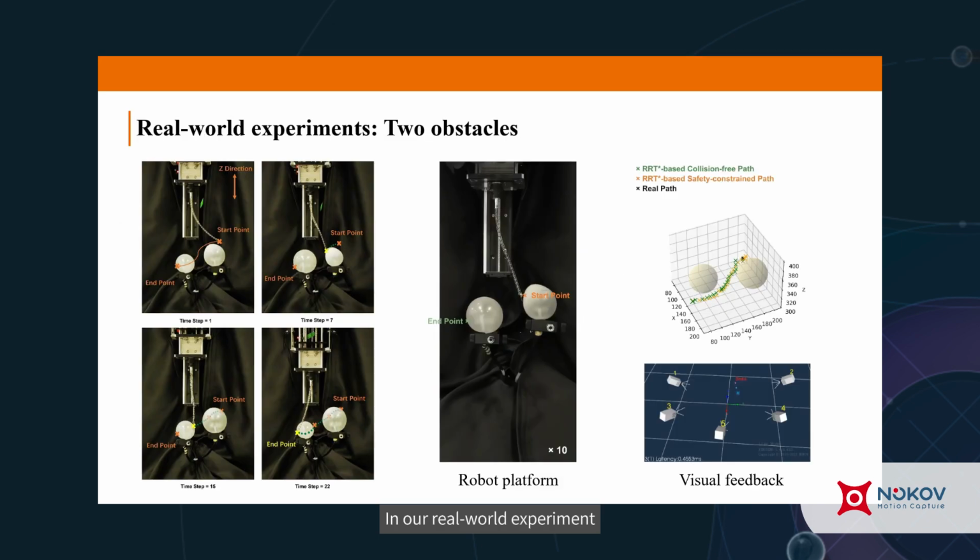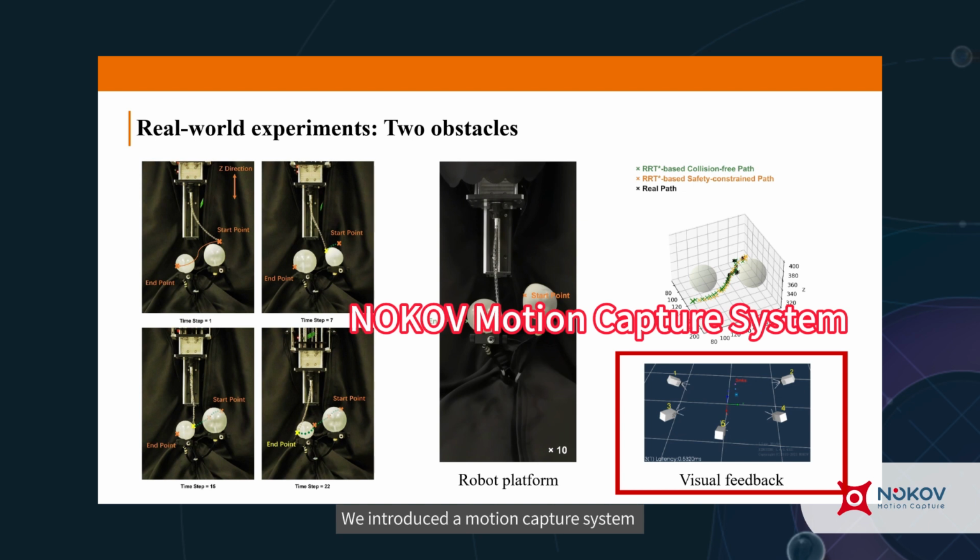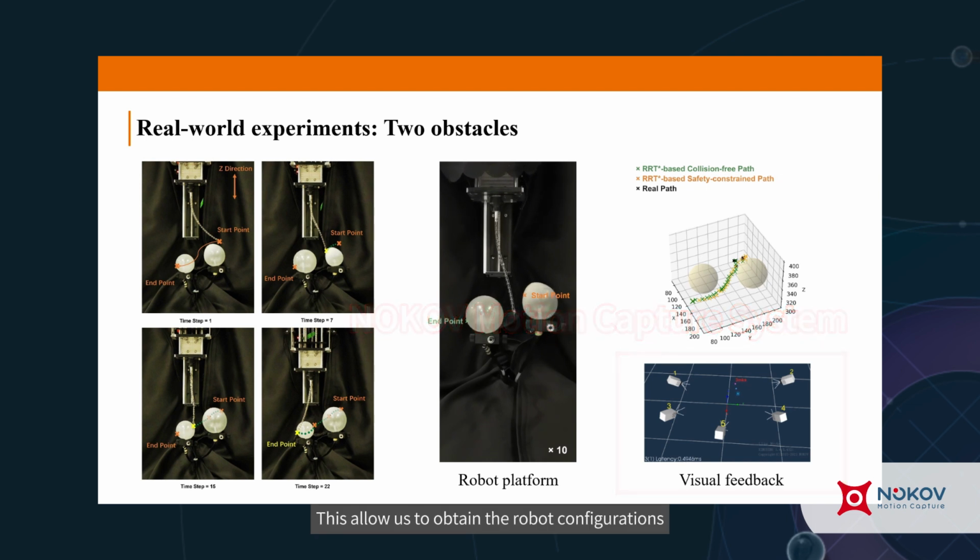In our real-world experiment, we explore the capability of our method by setting up two inflatable balloons as the dynamic obstacles. We use the orange cross point as the initial position and the green cross point as the target position. We introduce a motion capture system to track the markers attached to the robot's joints. This allows us to obtain the robot's configurations and use a visual feedback controller to complete the planning and control process.